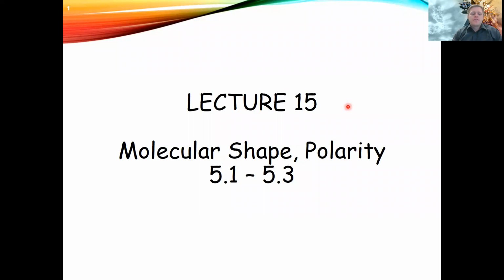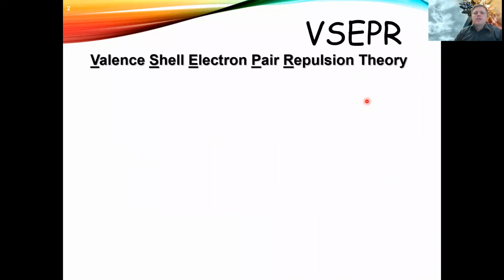This is lecture 15. Today we'll be talking about molecular shapes and polarity of molecules. We're going to start with the shapes. We're going to learn something called VSEPR, or valence shell electron pair repulsion theory. So it's a really long name for saying that electrons like to get away from each other.